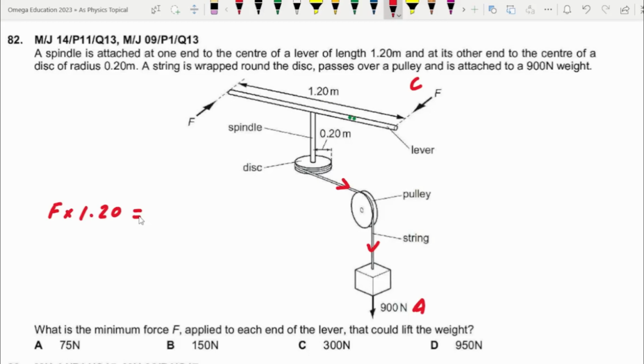Let's find out what the total anti-clockwise moment is. So you have a force, how much? 900 Newton. So this is the force, 900 Newton. You can write the same force over here as well, 900 Newton times the perpendicular distance of that force from the pivot. The pivot is this point over here, and the perpendicular distance of that force would be 0.20 meters, because this is the distance of the string from the fixed point. So you write 0.20 over here.